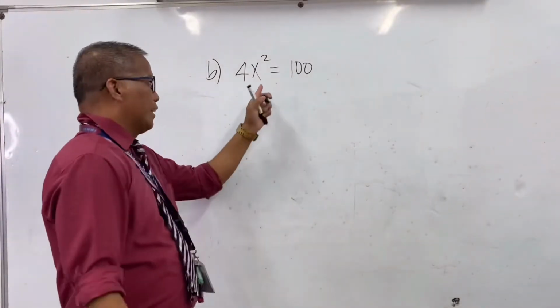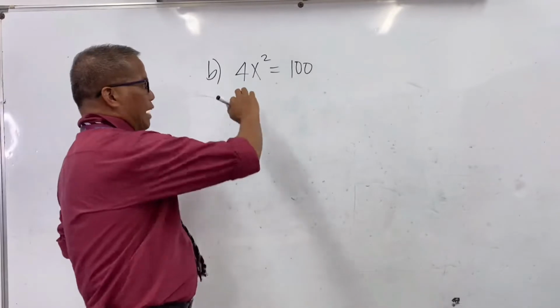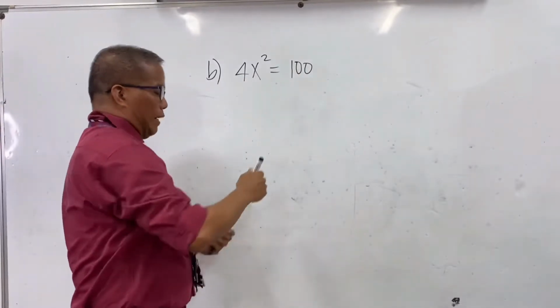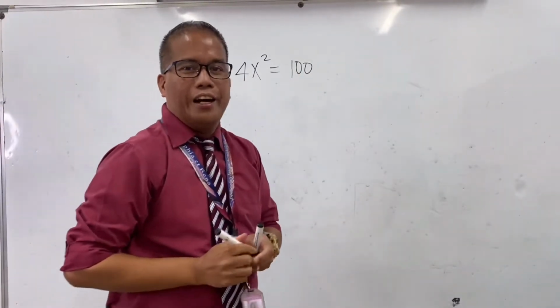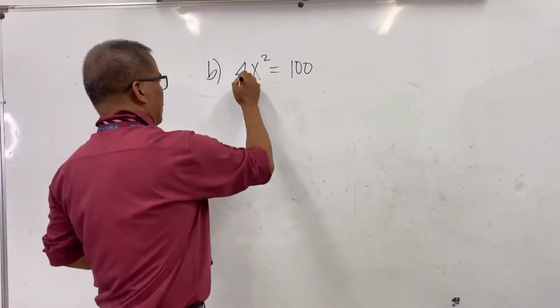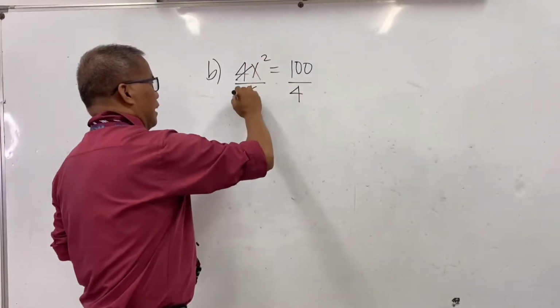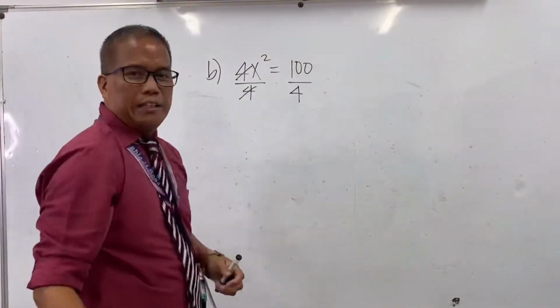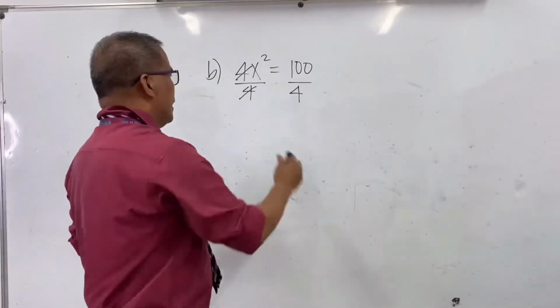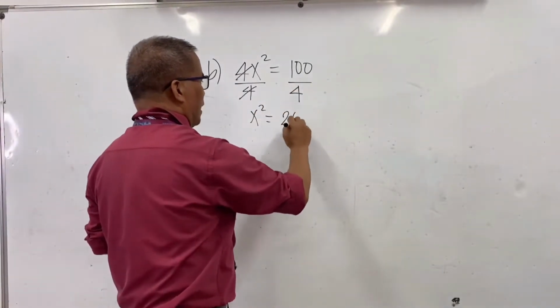So if this is the case, there is a numerical coefficient of 4. So all you have to do, guys, look at this. 100 is already at the right side of the equal sign. So just divide it by 4. Divide by 4. Then cancel, because if you divide it, the answer is equal to 1. So x squared equals 100 divided by 4 equals 25.